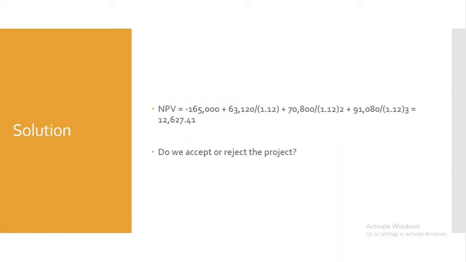Here the initial investment is 1,65,000. Since the cash flows are uneven, we use the formula which we used to calculate when cash flows are uneven. Now we are getting a value. Now the NPV is coming up to 12,627.41. So since it is positive, do we accept or do we reject the project? Since it is positive, we will accept the project.